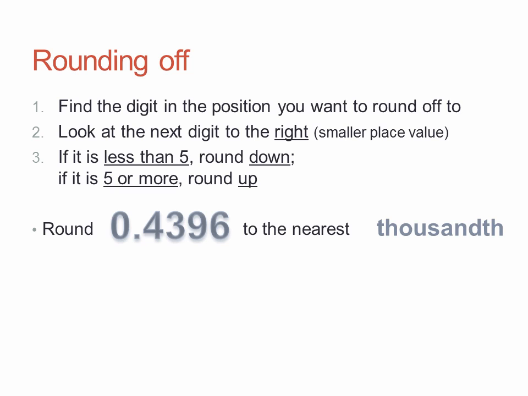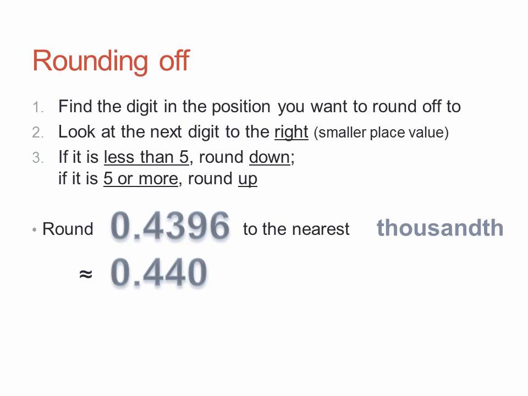Round 0.4396 to the nearest thousandth. Well, where's the digit for thousandths? It's the 9. The next digit on the right is a 6, so we have to round up. But if I round 9 up, I get 10. The 9 becomes a 0 and I carry a 1 to the left, which means I also have to round the 3 up to 4. So my rounded answer is 0.440.